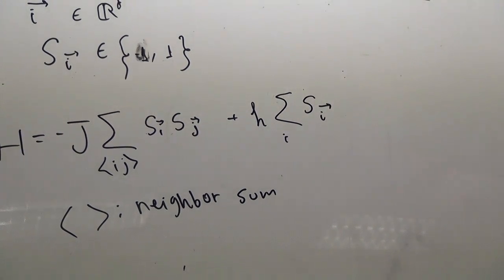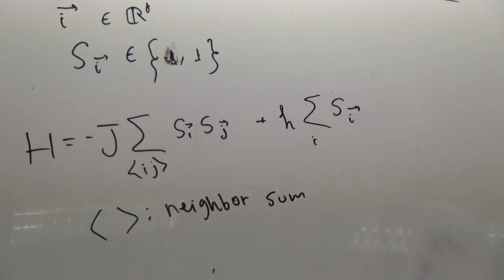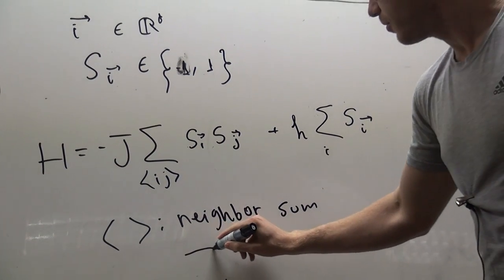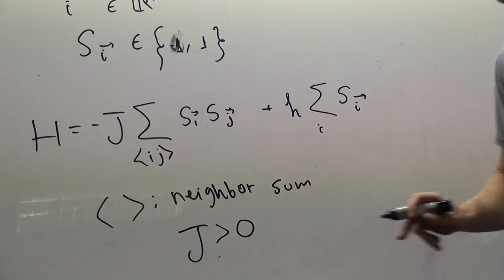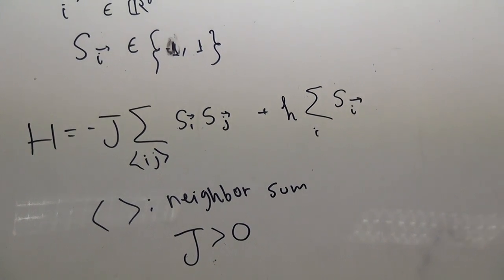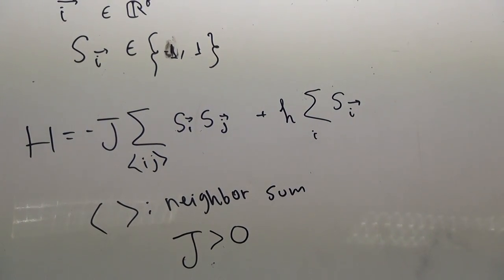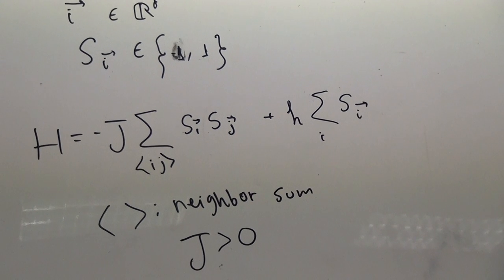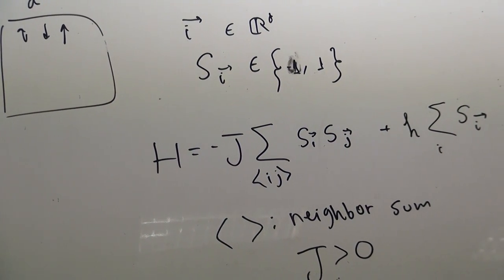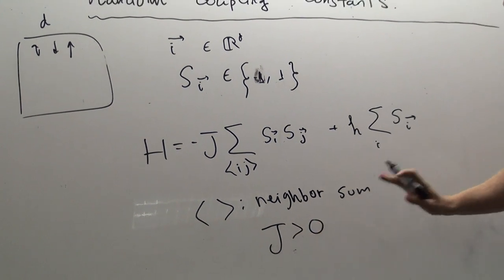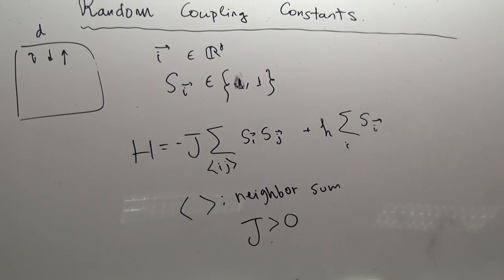Is it ferromagnetic rather than antiferromagnetic? Yes, I will consider for simplicity the case of J bigger than 0. In this case, spins would like to be in the same direction. Nearby spins want to align in the same direction. The other case has some other issues.